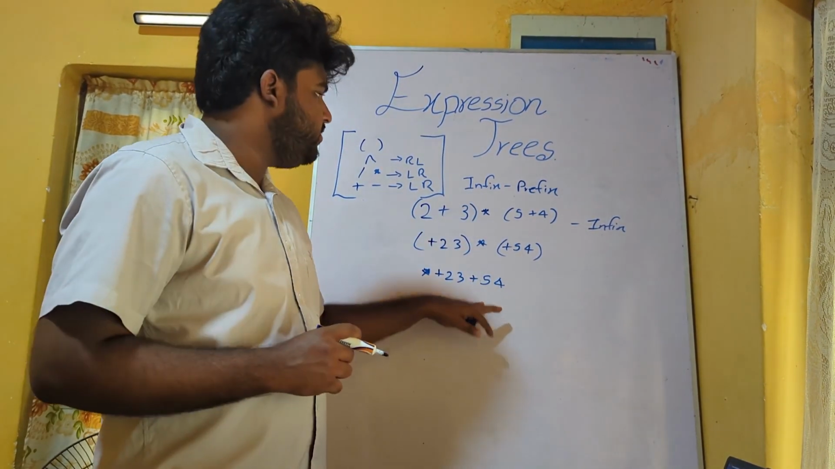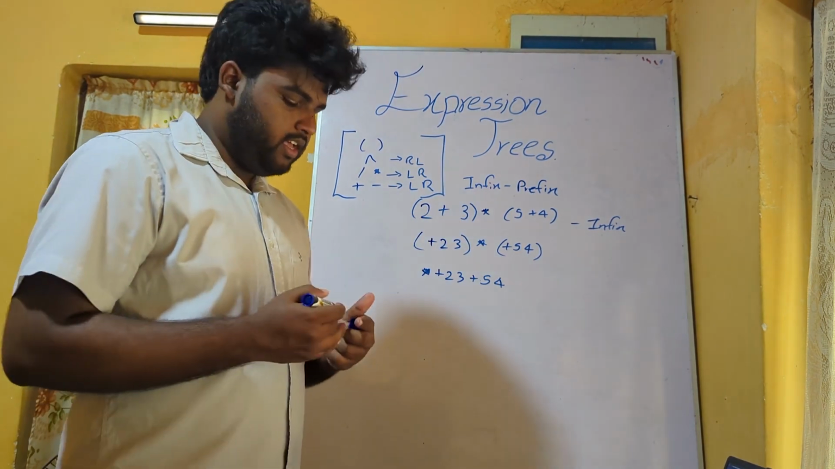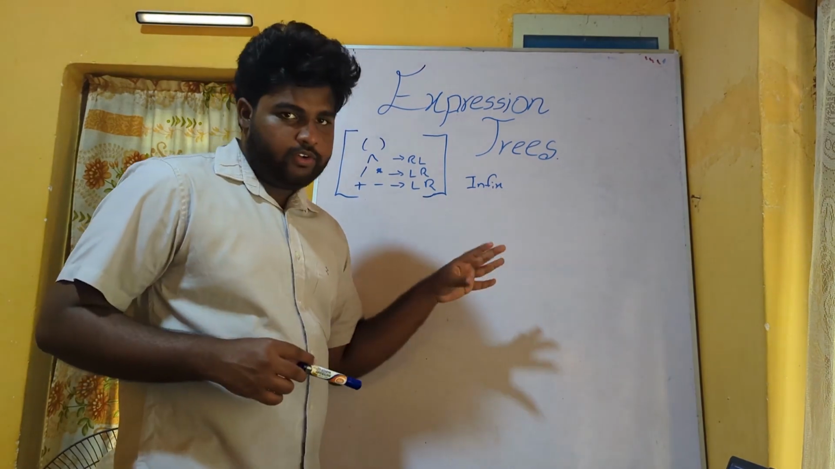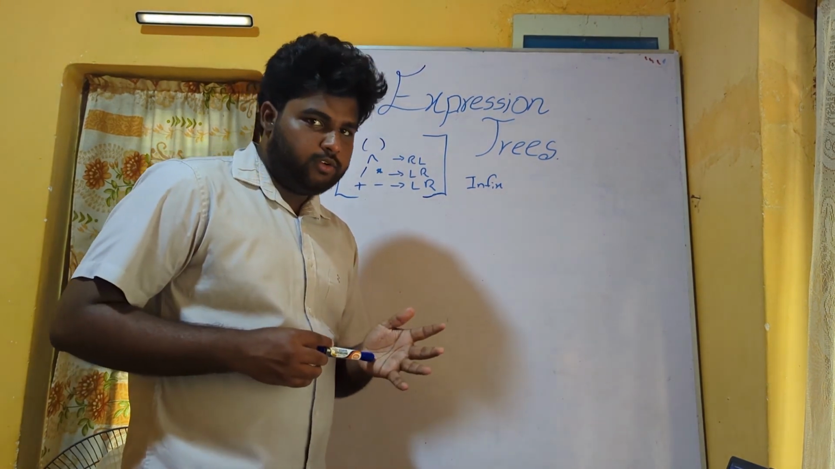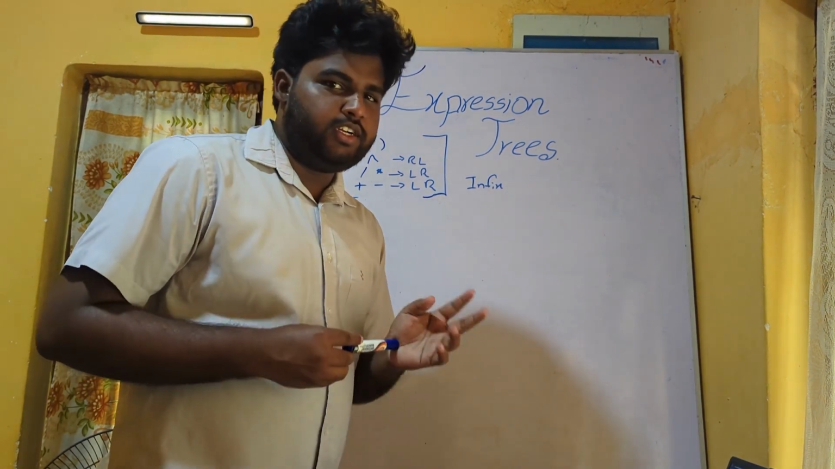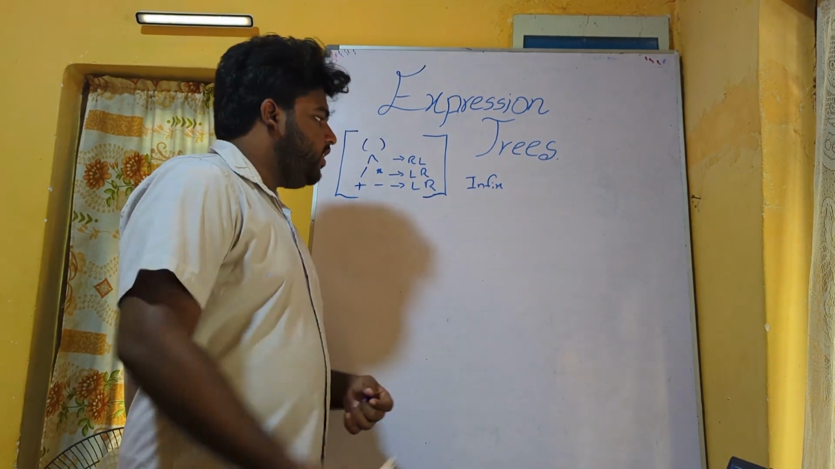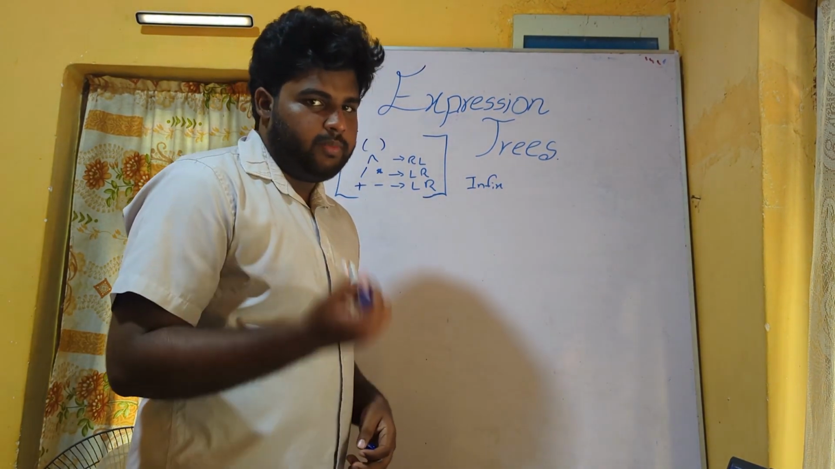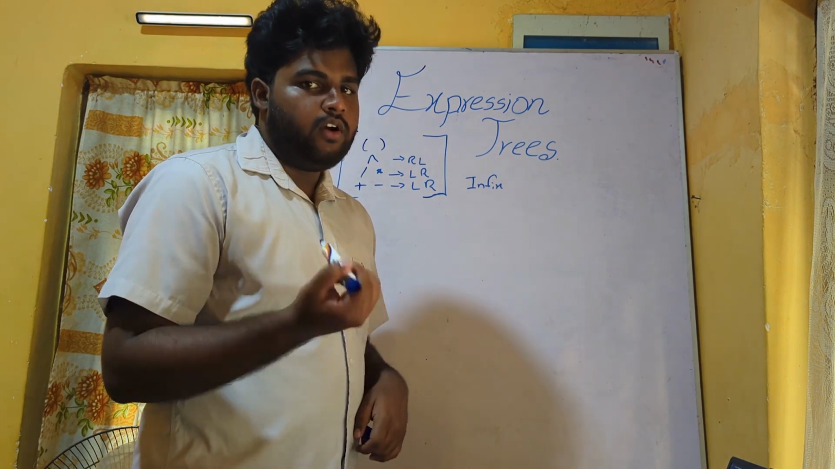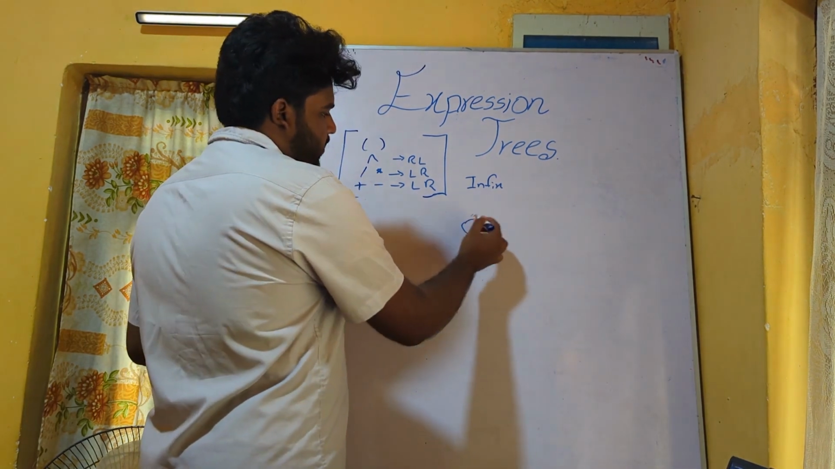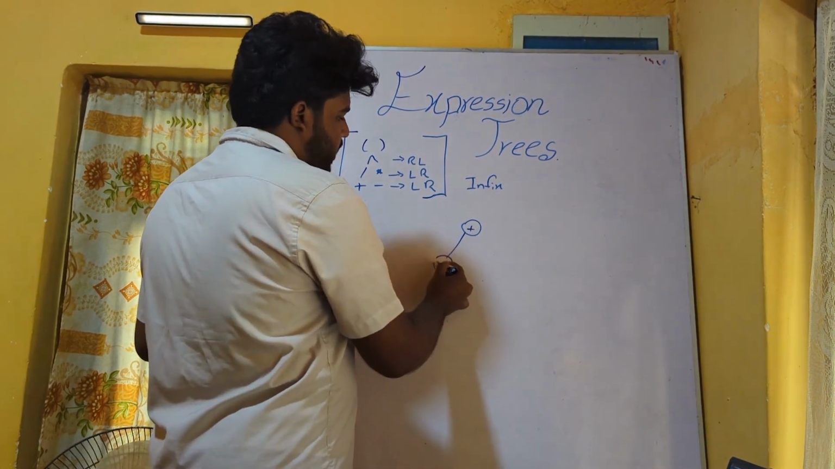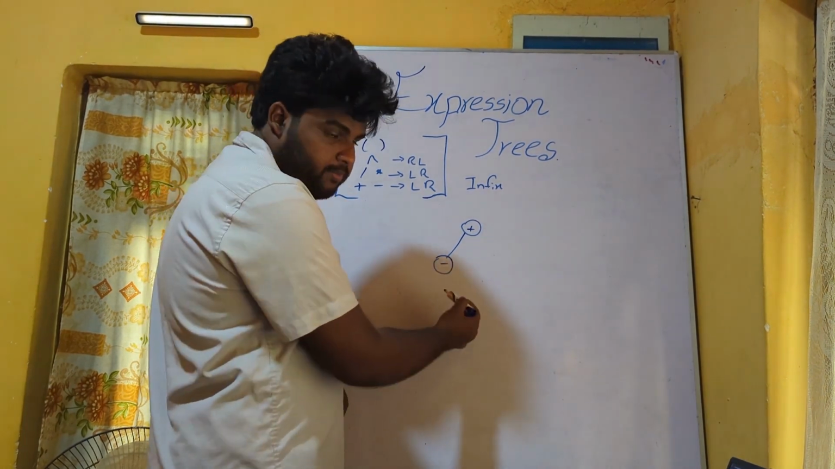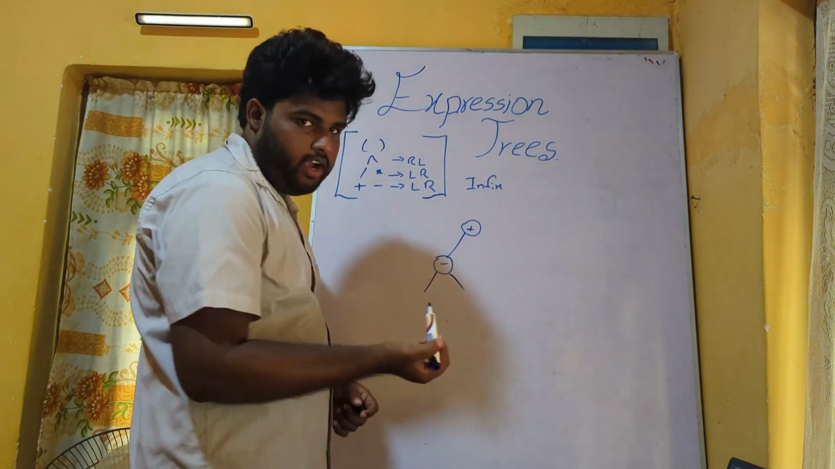So this is the prefix of this infix expression, a much easier and understandable way. Actually, in order to represent an expression in a binary tree, you only need to know about two rules. The first one is the internal nodes or the parent nodes always must be operators. So for example, the root is also a parent node, so it should be an operator. And if this is a parent node, it should be an operator.